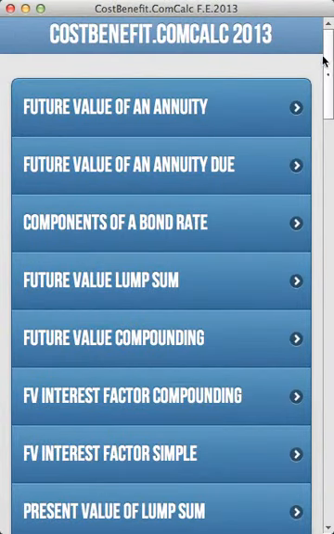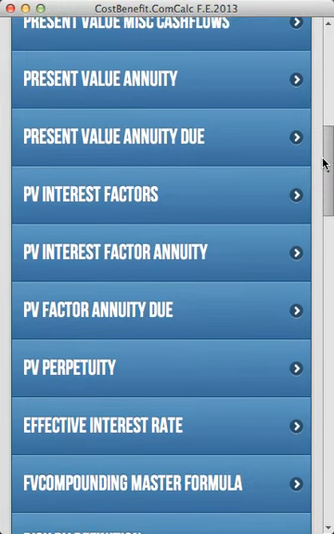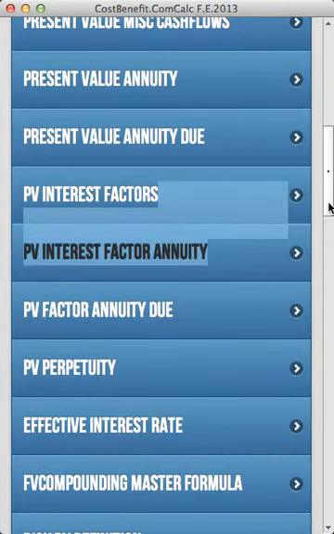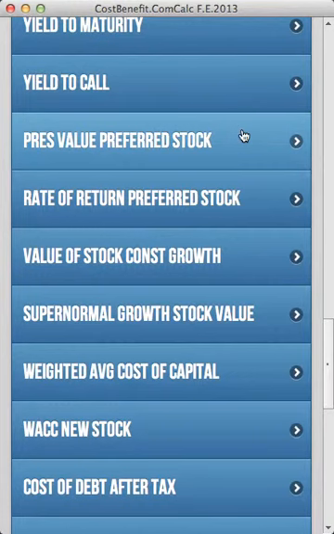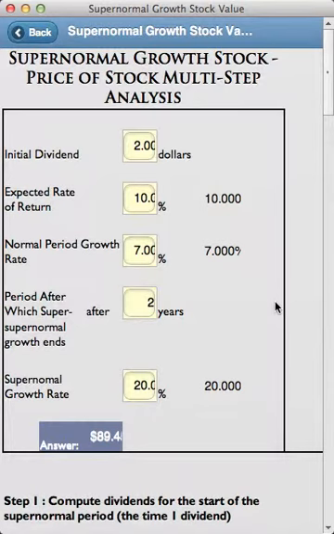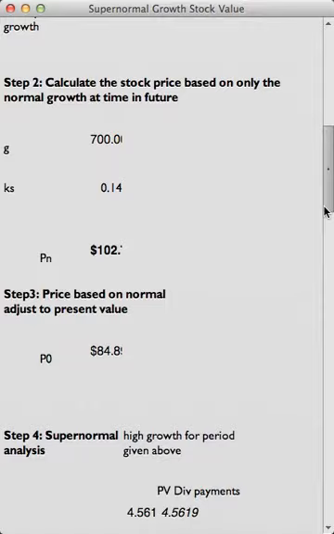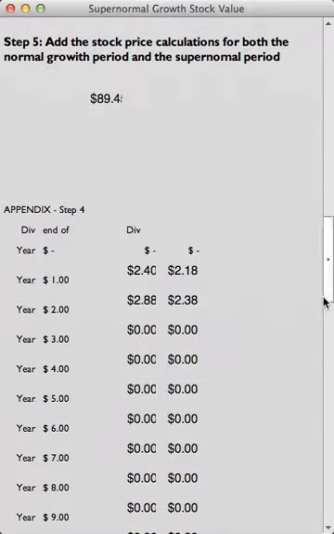Remember, we are the CostBenefit.company. So besides all of the present value formulas that you probably would ever want, interest rate factors, compounding, etc., we also put in things like stock calculations, things like yield to maturity for bonds, weighted average cost of capital, super growth, supernormal growth. And that actually is a multi-step process, which can take quite a while. But we've managed to put it in a system that does it step by step and shows you how these calculations are being done.